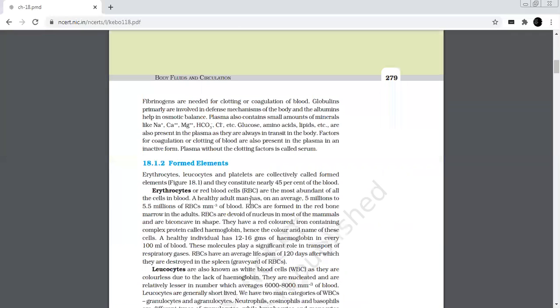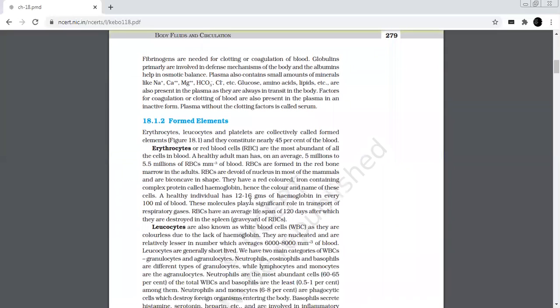Let us come to the formed elements. The formed elements or blood corpuscles include erythrocytes, leukocytes, and platelets. Erythrocytes, that is red blood cells, are the most abundant of the cells found in blood. They are red in color due to the presence of a pigment called hemoglobin, which acts as an oxygen carrier. The formation of RBC takes place in red bone marrow in adults.